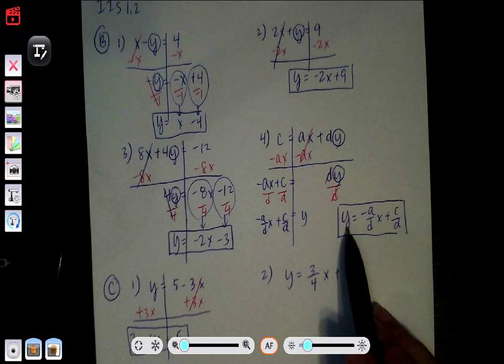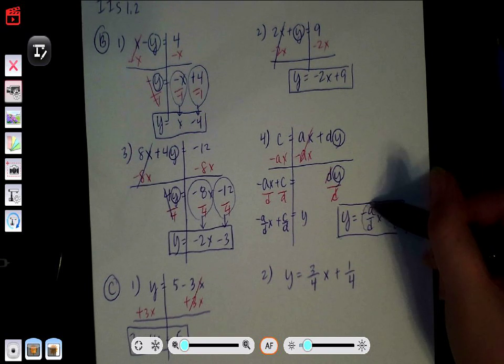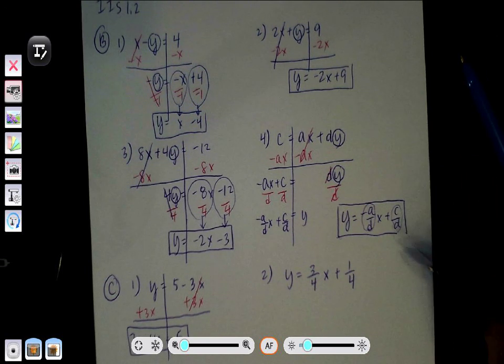And you can see it's y is equal to mx plus b that way. It's okay if you didn't know how to do this one.